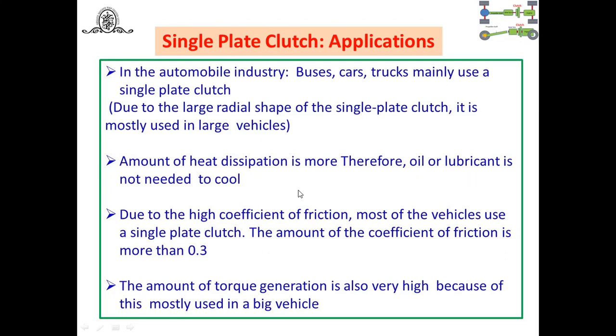Then third one, due to the large radial dimension or shape, a high coefficient of friction is achieved through the single plate, and that coefficient of friction is more than 0.3, and because of that the amount of torque generation is also high. Because this torque generation is high, it is mostly used in big vehicles, buses, cars, trucks. Remember these things. Why is a single plate clutch used in buses, cars and trucks? These are the reasons. Remember these things.